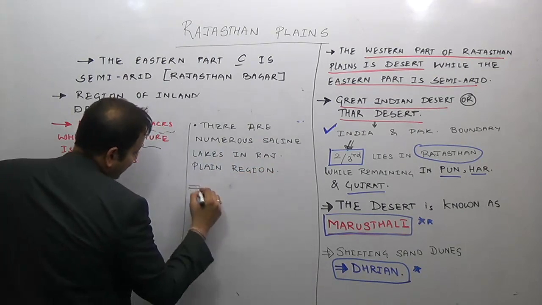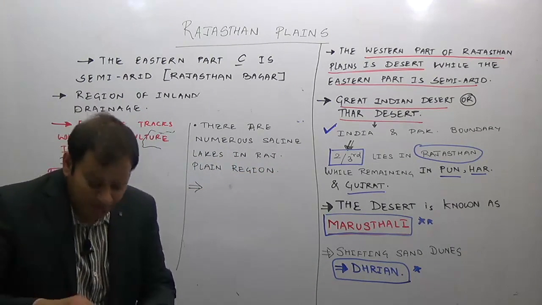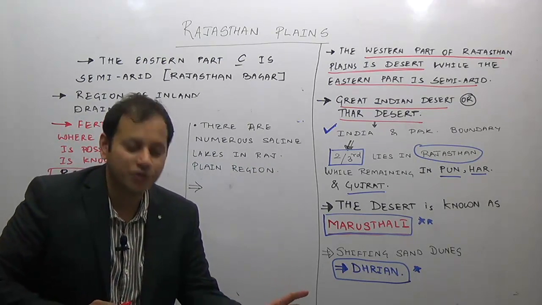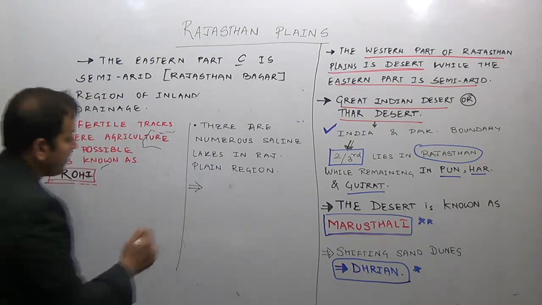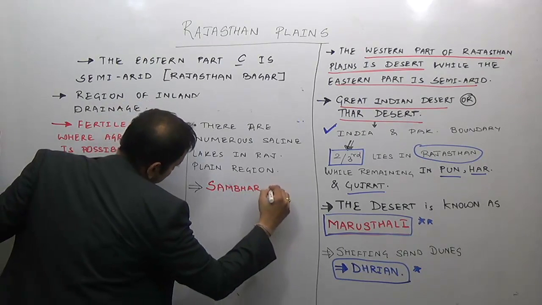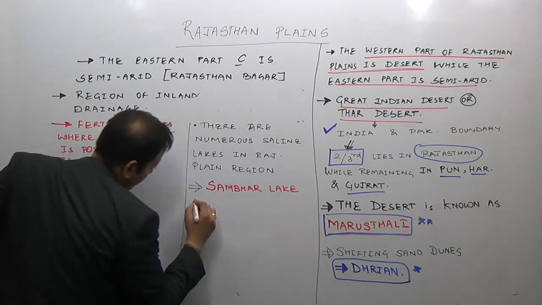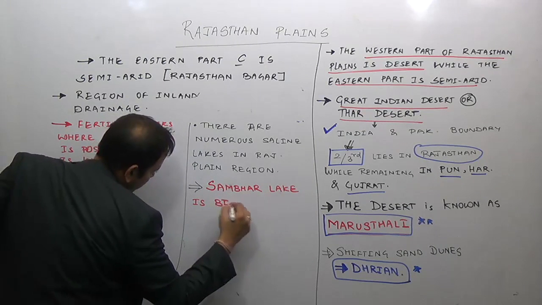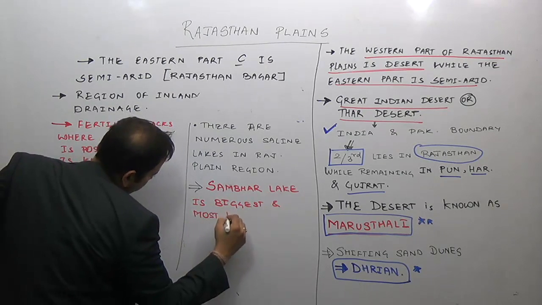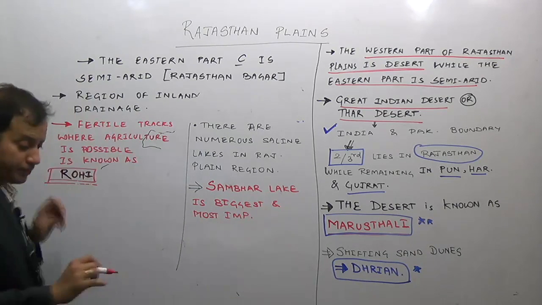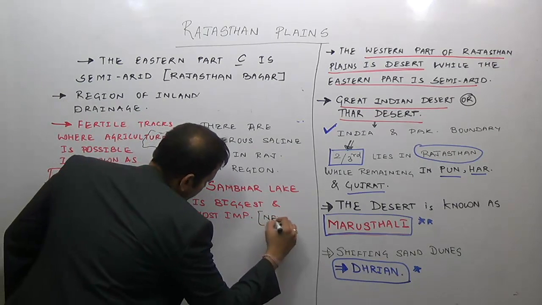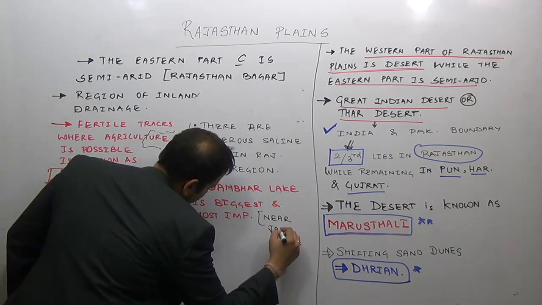Out of which the Sambar lake, near which city? Jaipur, Jodhpur, Jaisalmer or Bikaner? Near Jaipur. Sambar lake is the biggest and most important. Near which city? Near Jaipur.